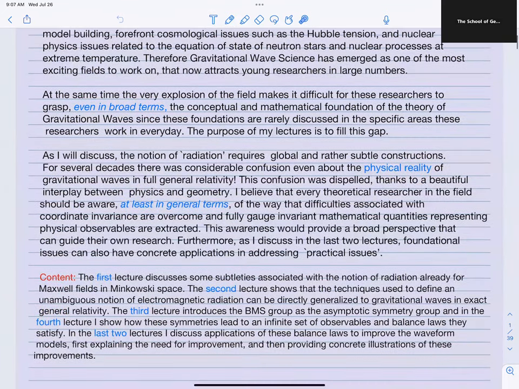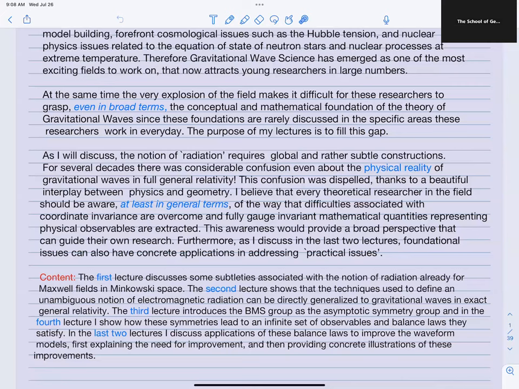Okay, so the main point is that the field has grown enormously, and therefore it is difficult for young researchers to grasp, even in broad terms, the conceptual and mathematical foundations of the theory, since these foundations are rarely discussed in the specific areas in which researchers in gravitational waves work today. So the purpose of these lectures is really to fill this gap.